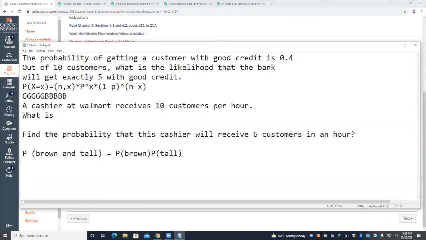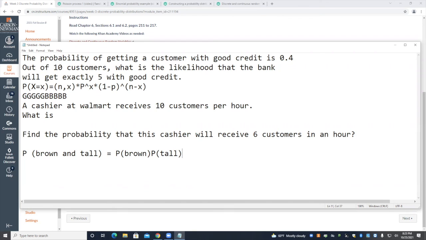Okay, so let's answer. Why is it p to the power x? Because there are 5 good customers, right? And they're all independent. The first customer being good has nothing to do with the second customer. Of course, it would matter if they were spouses, for example, because spouses support each other. If one has bad credit, the other probably does too, because they share income. But let's assume that's not the case. These are just separate people, per household or something. So that's why.